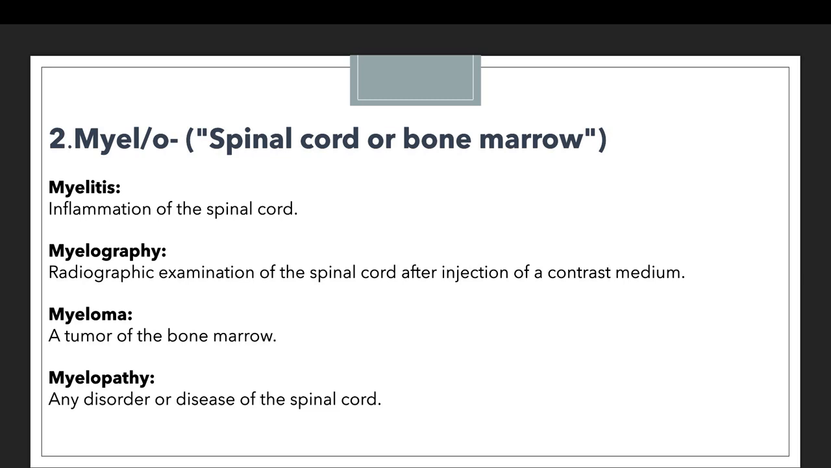Okay. Likewise, if we look at the third example, which is myeloma. Myeloma means a tumor of the bone marrow. If a tumor is produced in the bone marrow, then this thing we will denote with the help of terminology myeloma.